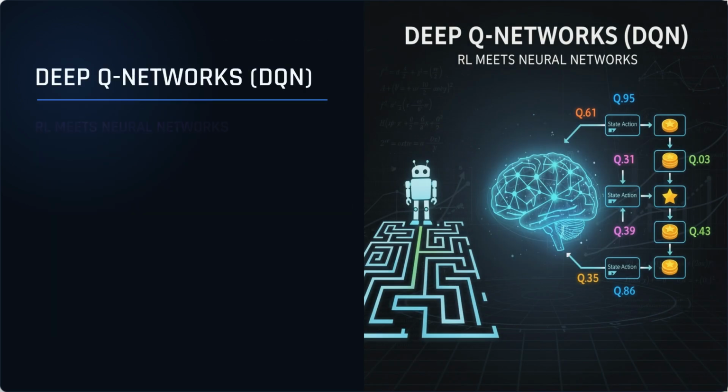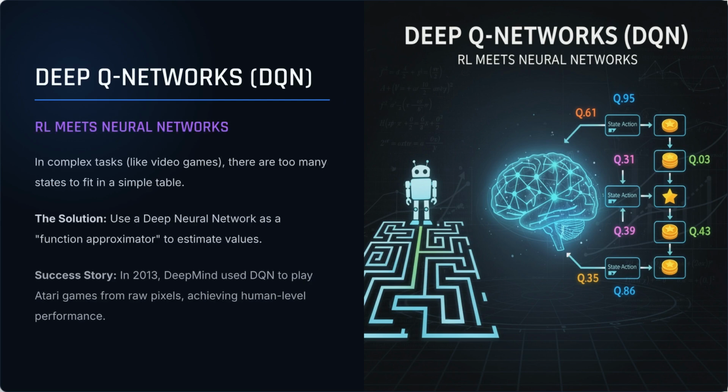When RL meets neural networks, we get deep Q networks, or DQN. In complex tasks, there are too many states for a simple table. The solution is using a deep neural network as a function approximator to estimate values. DeepMind famously used DQN to achieve human-level performance in Atari games.